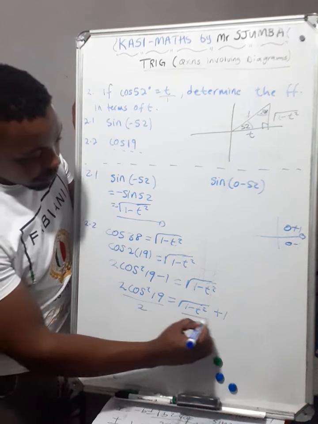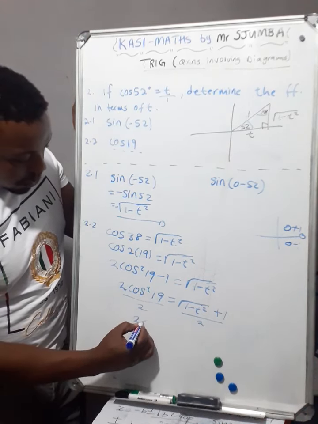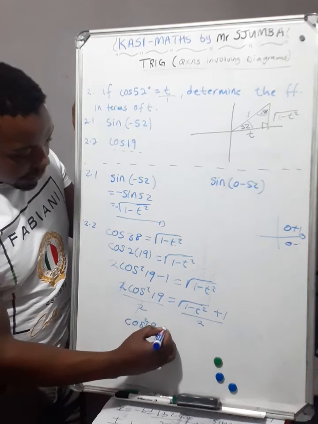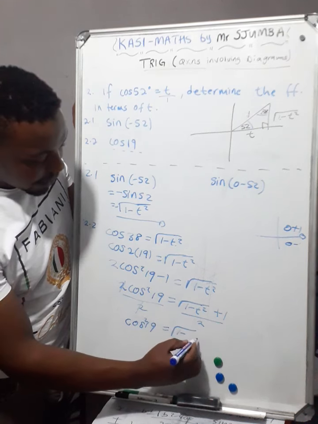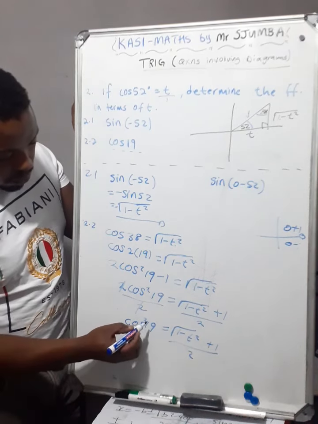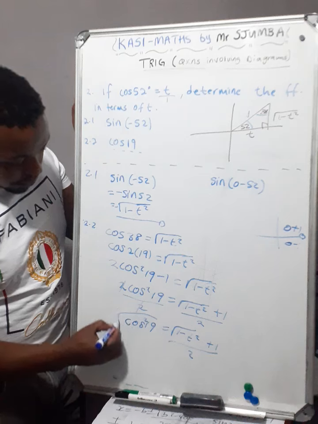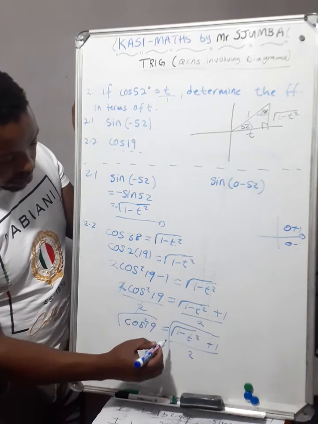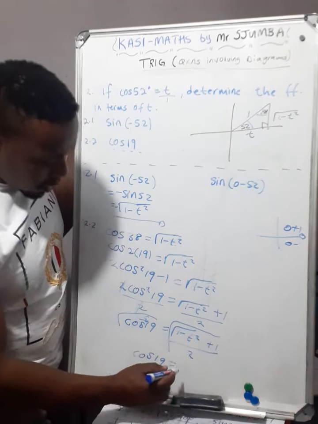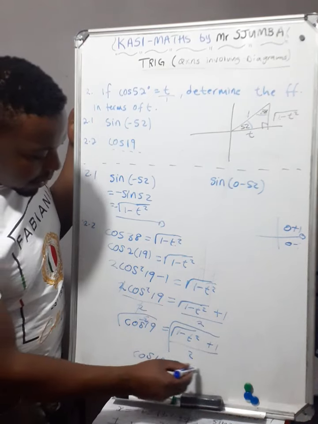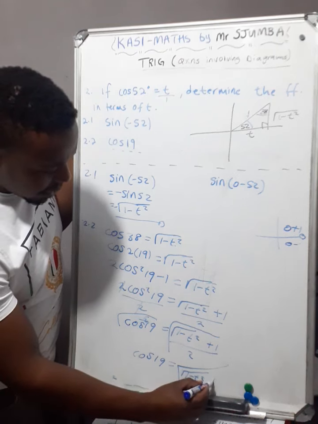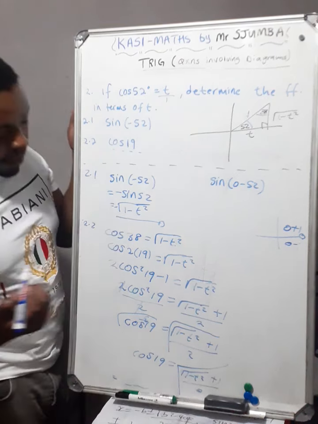Then we can divide by 2 both sides. Sale 2, sorry, 2 cancel 2. Sale cos squared 19 equals to root 1 minus t squared plus 1 divided by 2. Then now we should remove square root. Square this and remove by square root. Lo cancel lo, then we have cos of 19 which will equal the big root, kube noba phakathi 1 minus t squared plus 1 lapha esayidini, divided by 2.